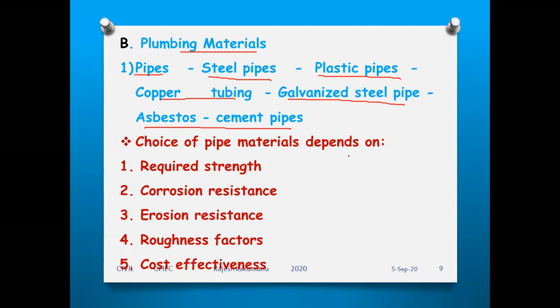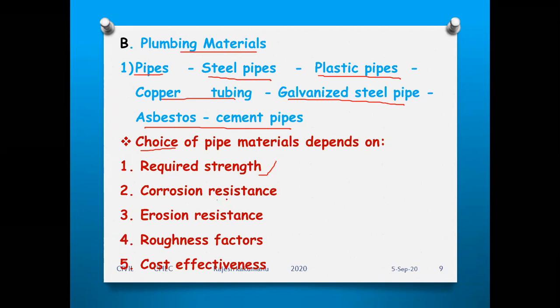Choice of pipe materials depends on, so these are the types of pipes. Then what is the choice? How are you making a choice? Based upon the strength. First one is based upon the strength. Manaki enta strength lo kavali. So based upon the strength, you are taking the pipe.